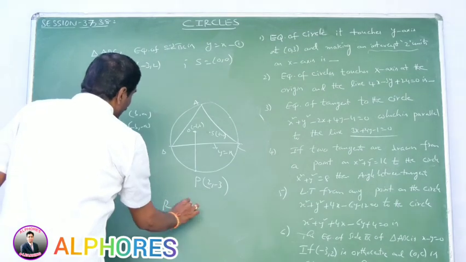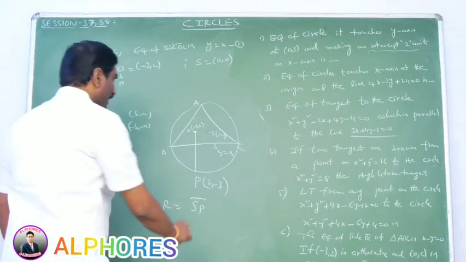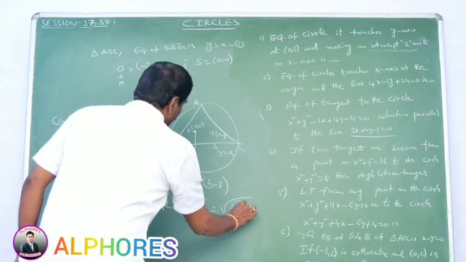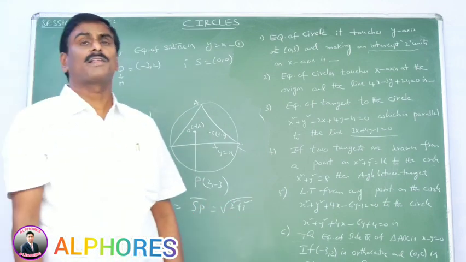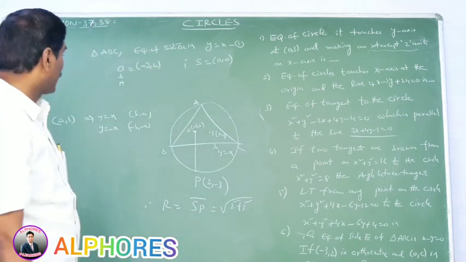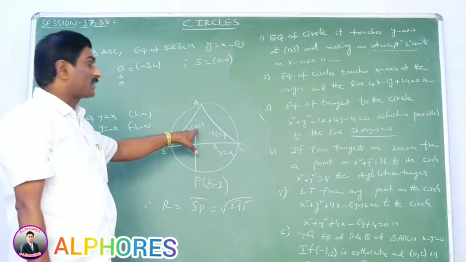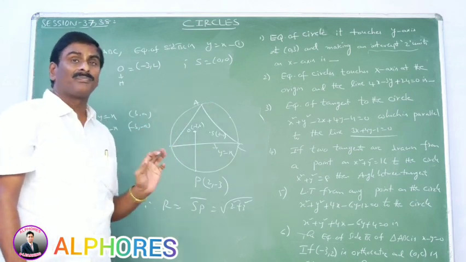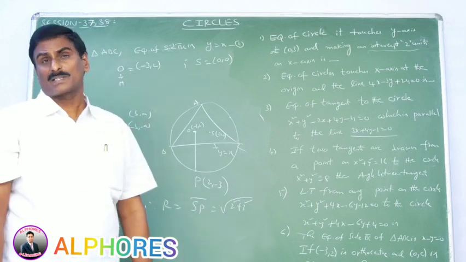Therefore, radius of the circle is nothing but SP, the distance between these 2 points. Root over 2 square plus minus 3 whole square, means 3 square. That makes 4 plus 9, which is equal to root 13. Very important model: the image of the orthocenter with respect to any side must lie on the circumcircle of the triangle. In this case, what is the equation of the circumcircle of triangle ABC?